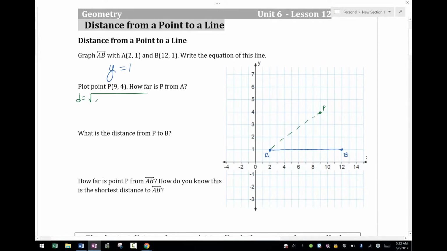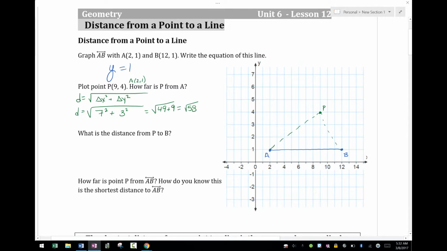So again, remember distance is the square root of delta x squared plus delta y squared. And let's see, P is 9, 4, and A is 2, 1. So the difference between 9 and 2 is a delta x of 7. And 4 to 1 is a delta y of 3. Now again, I know that x and y changed by a negative amount, but I'm squaring it, so I don't really need that negative. So then that's the square root of 49 plus 9, which is the square root of 58.